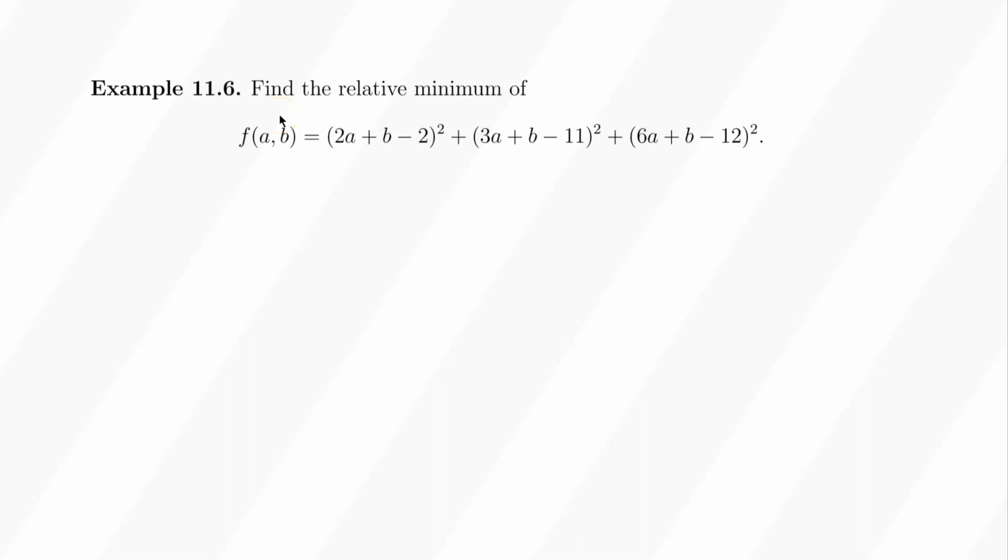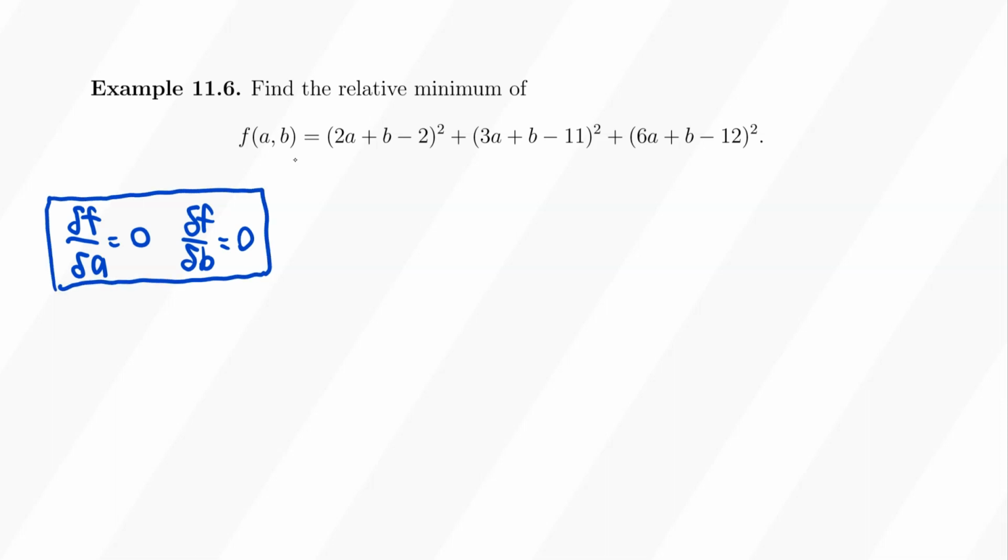In this example, I would like to find the relative minimum of this function of two variables, a and b. So we can do what we did in the earlier example. I just need to find the partial derivative with respect to a, set that equal to 0, find the partial derivative with respect to b, set that equal to 0. And once we solve for a and b in these two equations, that should give us the location of the relative minimum that the question is asking for.